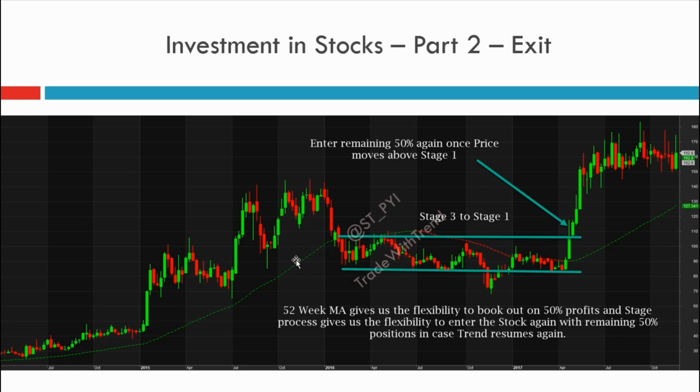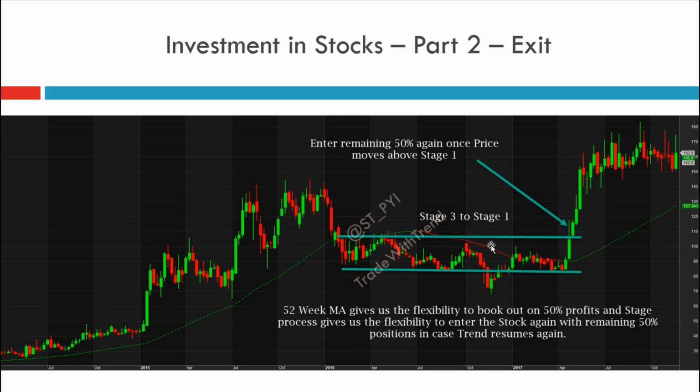So this is an extremely simple technique I've shown. I'll just repeat. Once the stock breaks down below the 52-week moving average, exit the 50% position here and then wait and see what happens. In case the stock forms a new range and then breaks out, whatever positions you exited at this point, add it back and then trail it with either a pivot low or the moving average level, right?